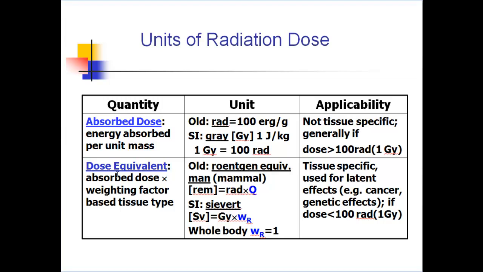And then there's the dose equivalent, which is the absorbed dose times a weighting factor based on the tissue type. The international unit for the dose equivalent is called the sievert, and it's abbreviated SV. When the whole body is being considered, the weighting factor is 1, which makes the sievert equivalent to the gray.